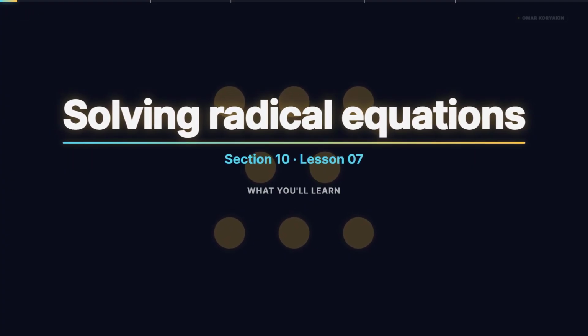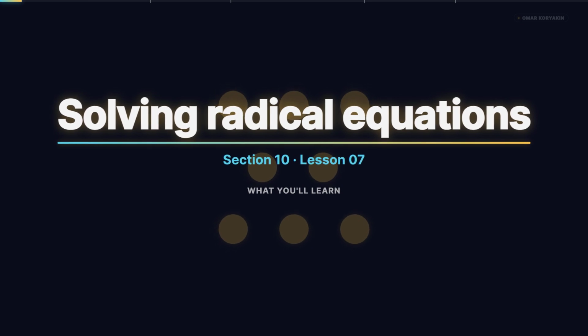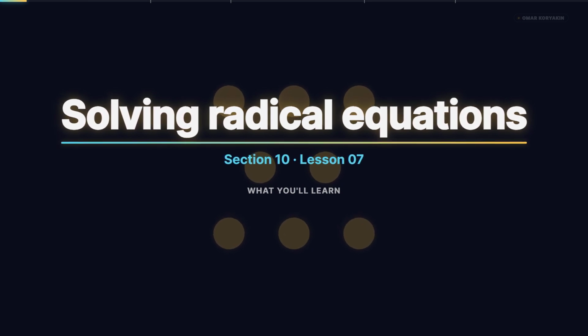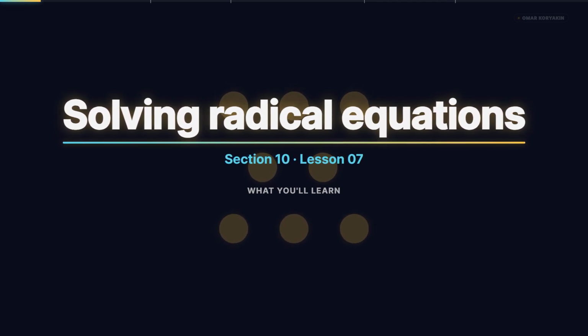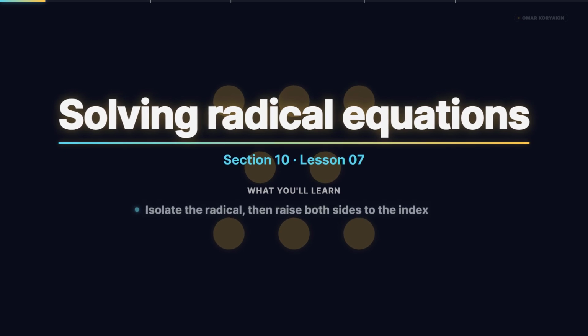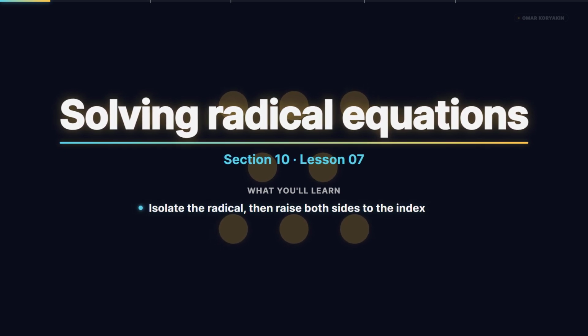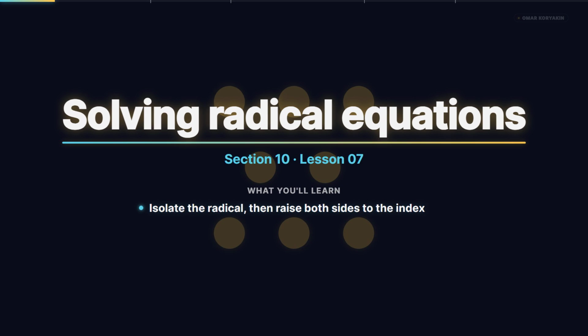Solving radical equations means finding x values that make a radical-containing equation true. The procedure is straightforward, but the check step at the end is non-optional because raising both sides to a power can introduce false solutions. The procedure has 4 steps.